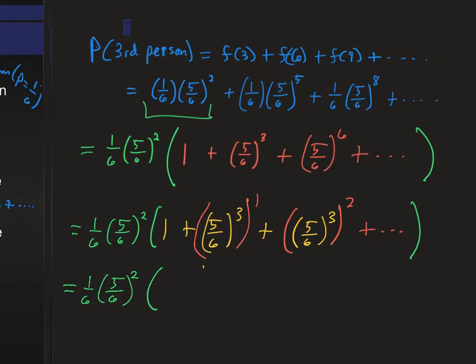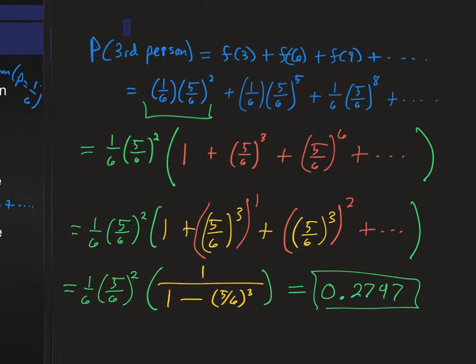This will just be 1 over 1 minus the thing that's increasing in power, which in our case is 5 out of 6 cubed. Now we've seen this trick before, but this would end up being our probability that the third person wins. This is equal to approximately 0.2747.